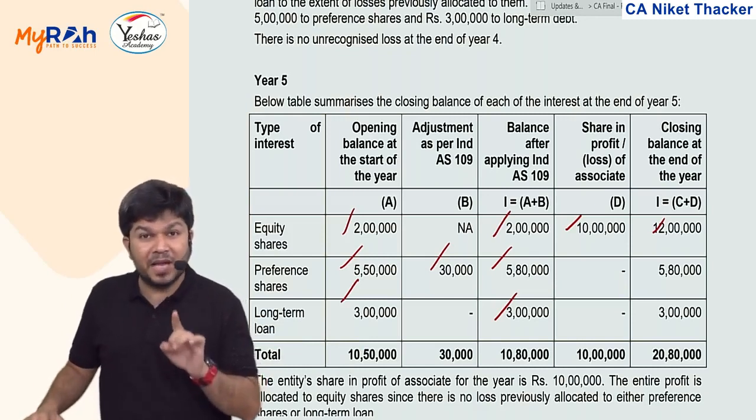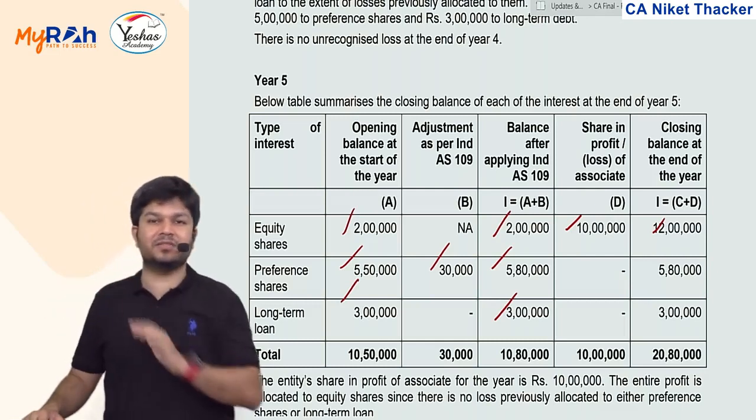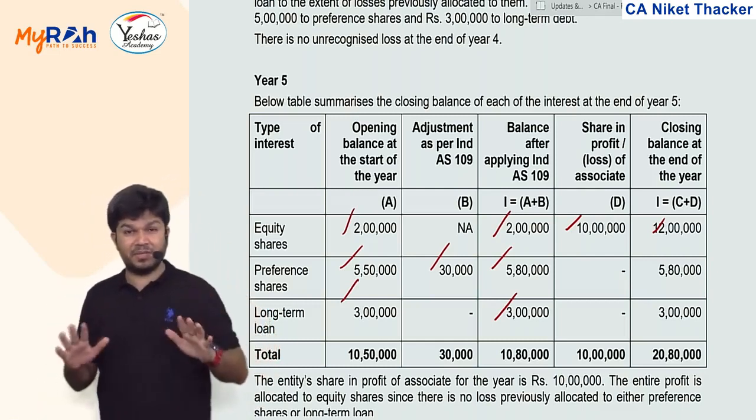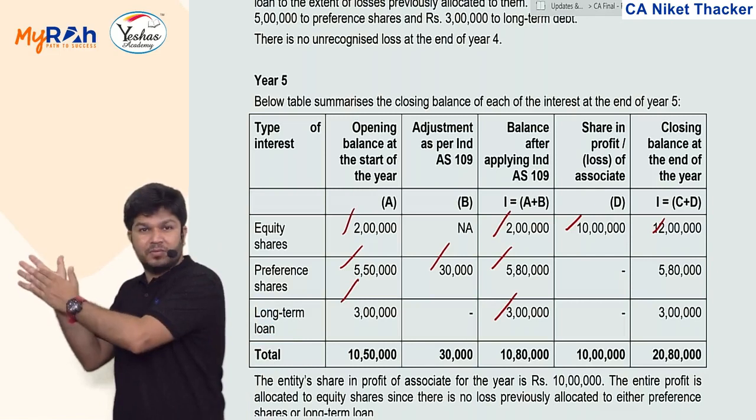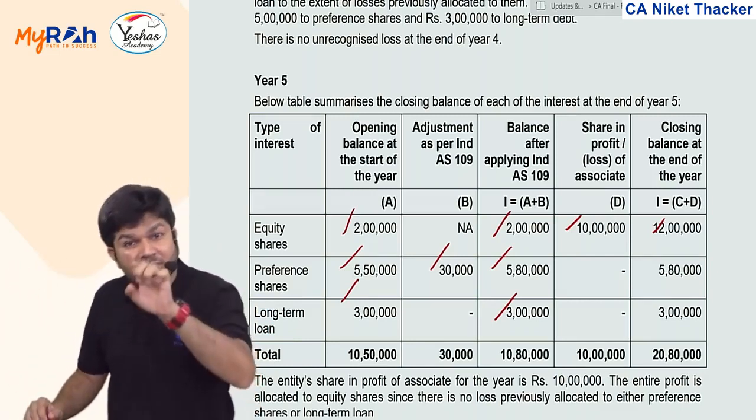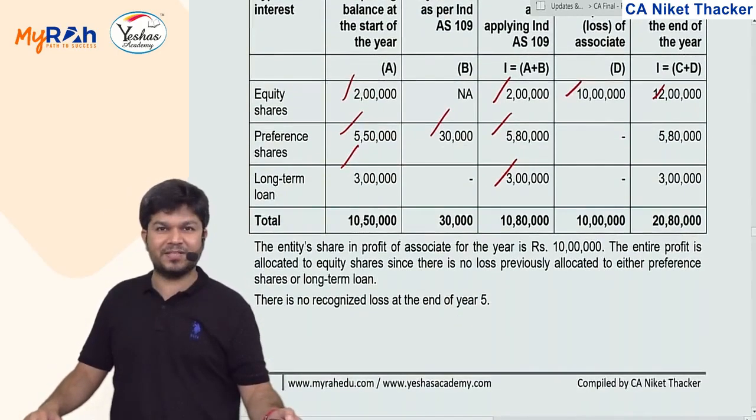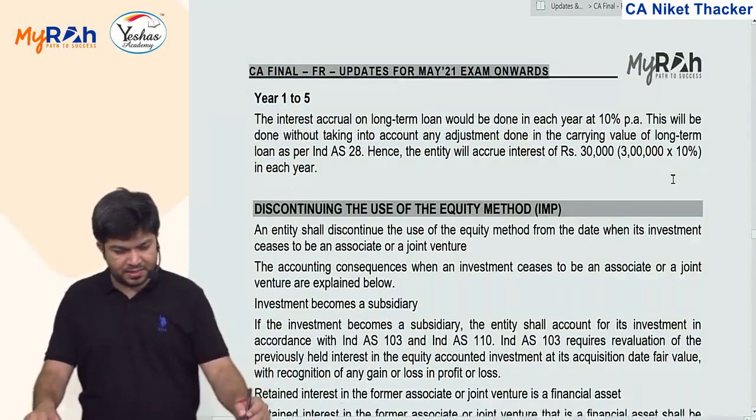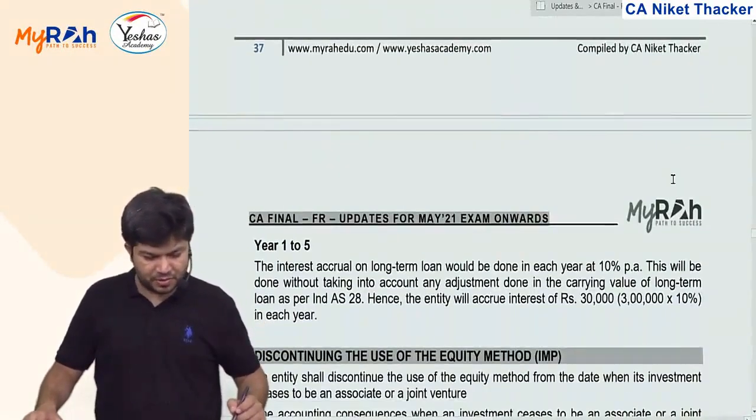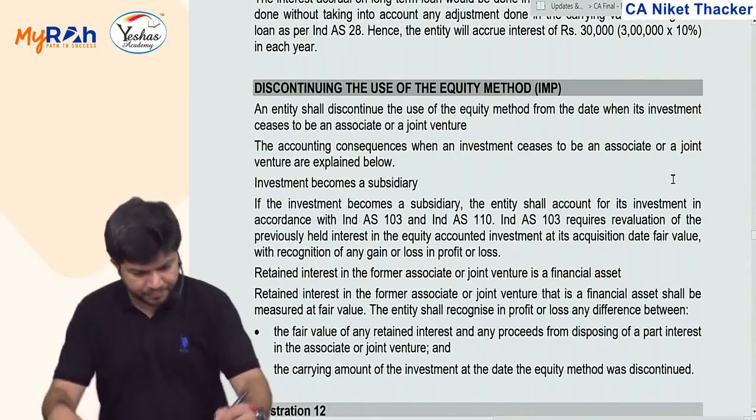But first apply 109 for other long-term interest and then go to Ind AS 28. In Ind AS 28, our share of loss goes first towards equity, then other long-term interest. In other long-term interest, preference first, then debentures. Clear? Done. This is basically your point on other long-term interest.